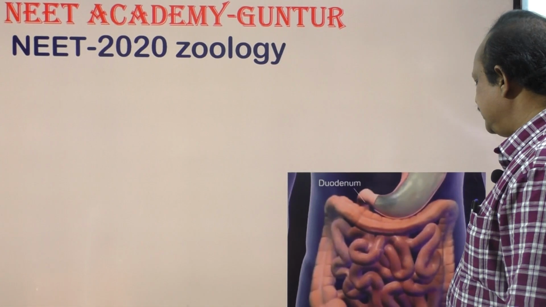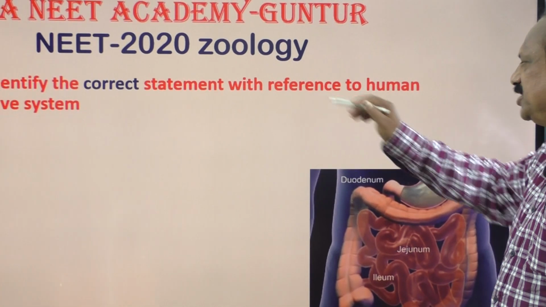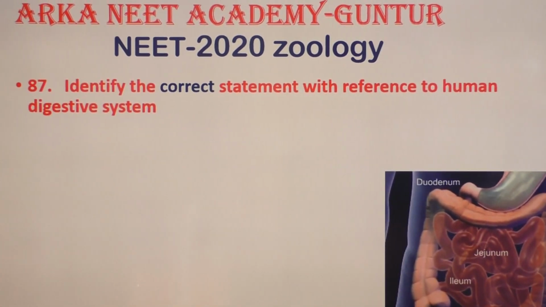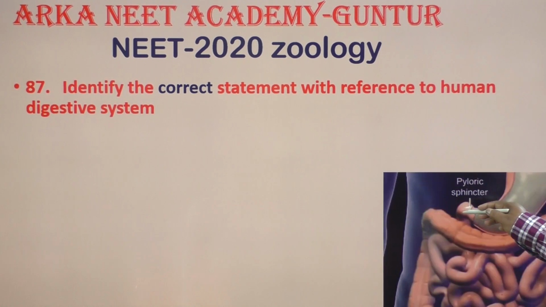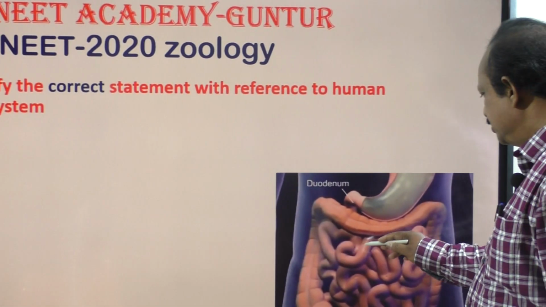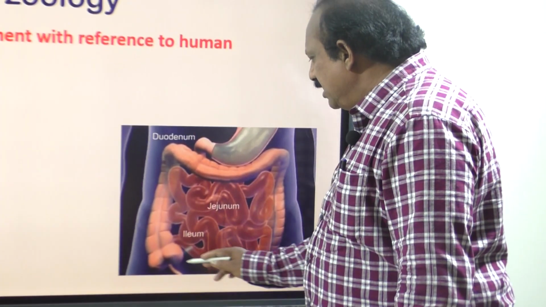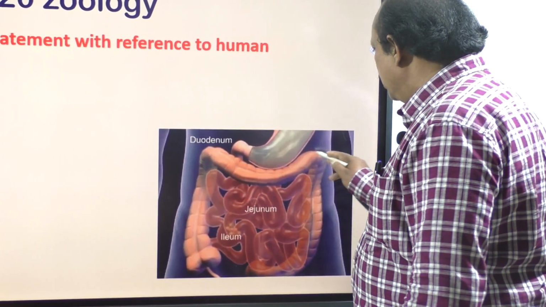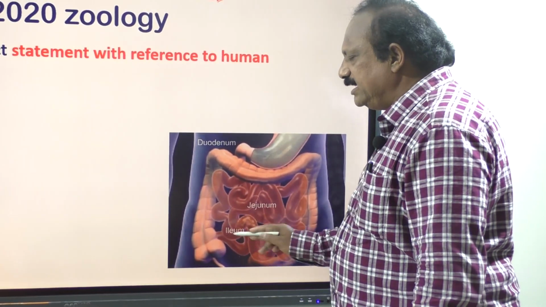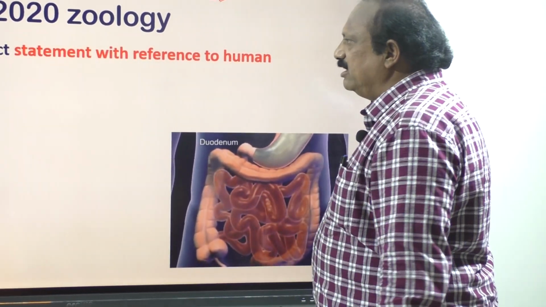Next one is this. Now, look at this one. Identify the correct statement with reference to the human digestive system. Now, this is the stomach and this is the small intestine, then duodenum, then jejunum, ileum. Ileum is the longest and highly coiled part. Then ileum opens into the cecum, and then this is the colon. Colon opens into the rectum. Rectum opens into the anus. This is the alimentary canal of the human being.